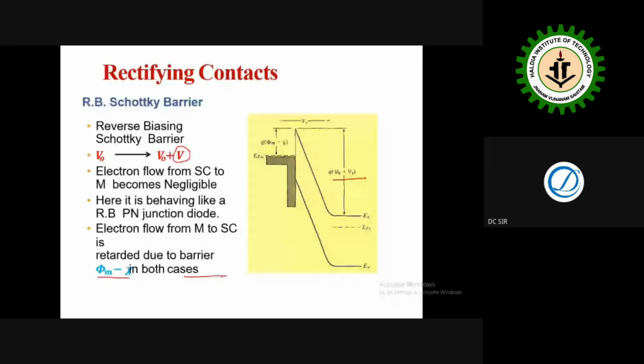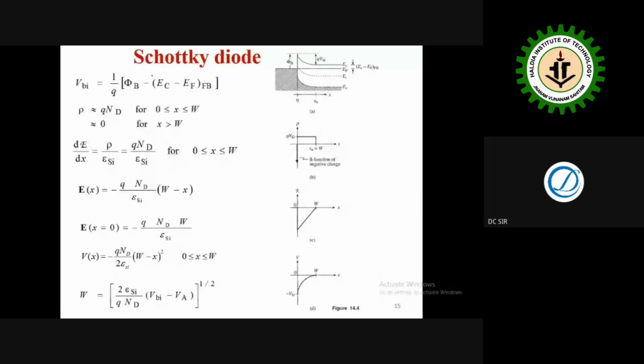Similarly, as in the case of a p-n junction diode, we can find the width of the depletion layer, potential distribution, and electric field distribution. We can determine these by the Poisson equation. So here VBI we can define this way, where the charge is Q ND for 0 less than X less than W, because it is one-sided. This side is the metal, so the depletion layer there is negligible, tending to 0.